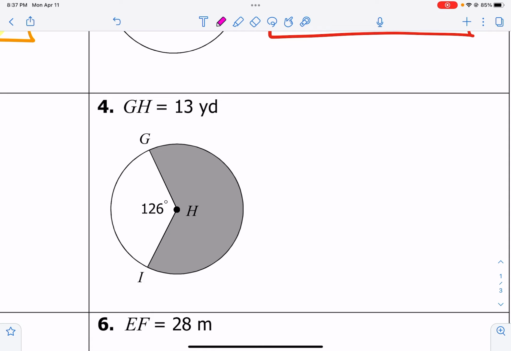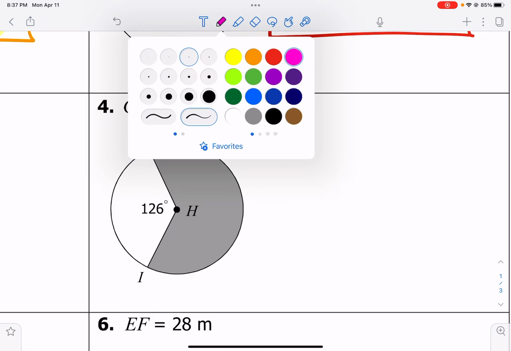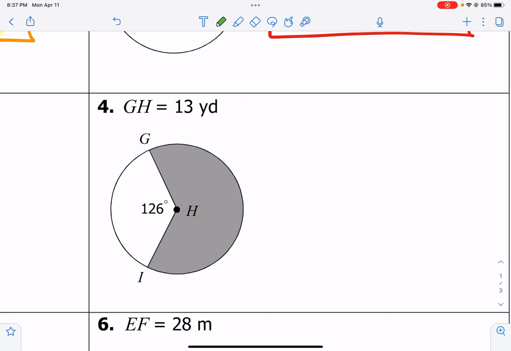Now, for number 4, we're going to take it a step further. This side is 126, but I don't want that side. I want the shaded side. So to find this reflex angle, remember that word? Reflex is bigger than 180. That's 360 minus 126. So this side is 234. That's the angle I'm going to use.